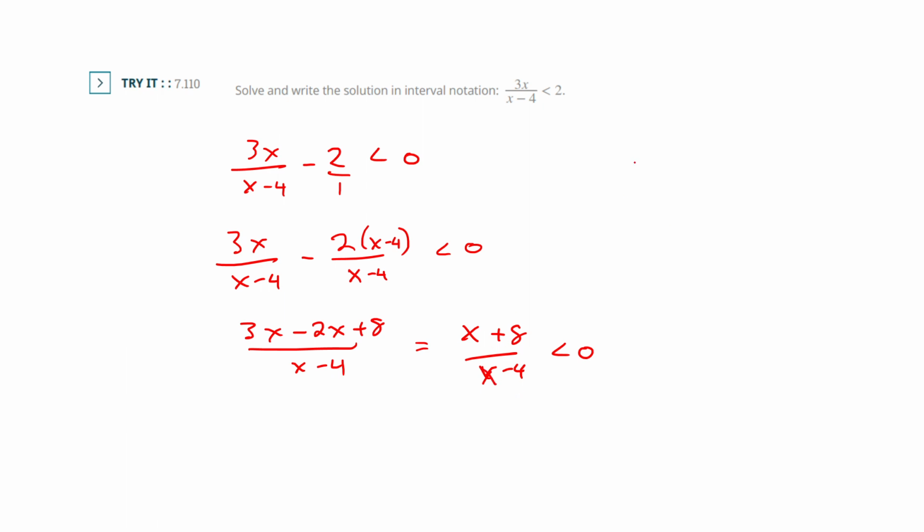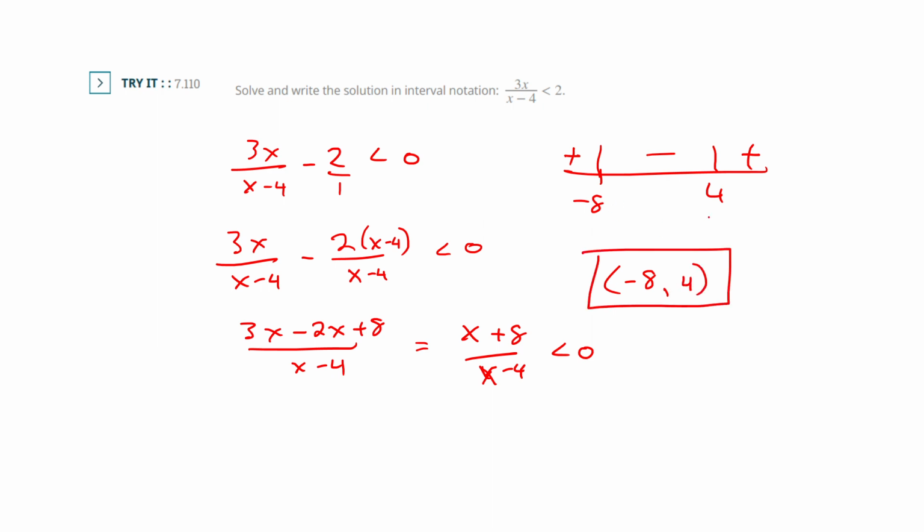Okay, now we're ready to play the same game we've been doing. I've got an asymptote at 4, and I have an intercept at negative 8. The top is the only thing that matters to find the intercept. So here are my boundaries. We want this to be less than 0, so let's pick something in here. I put 0, I get a negative. Negative 10 would get me a negative over a negative, and positive 10 would get me a positive over a positive. So there are my boundaries. I want less than 0, so there's no equal involved, so I just need to go from negative 8 to 4, and there's nothing weird happening with the boundaries.